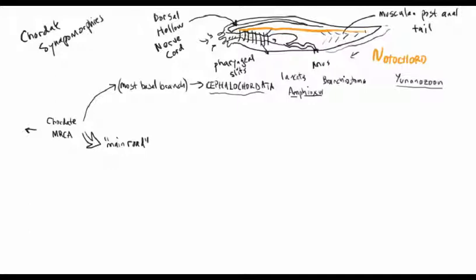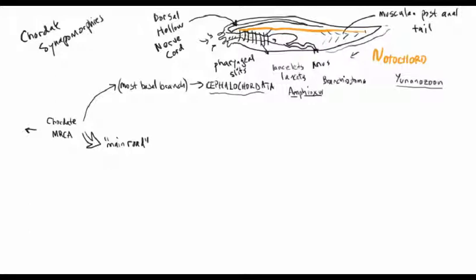Now, cephalochordates like amphioxus, also called lancelets, oops, this should say lancelets, okay, not lancets. A lancet is actually a device used by a surgeon. Okay, so where was I? Oh, yes.